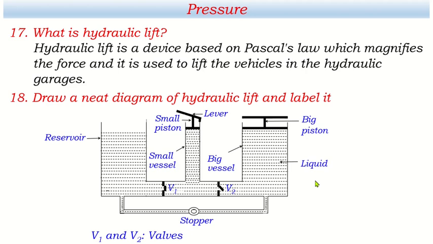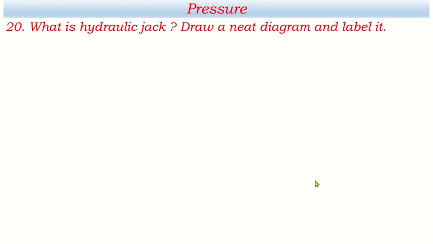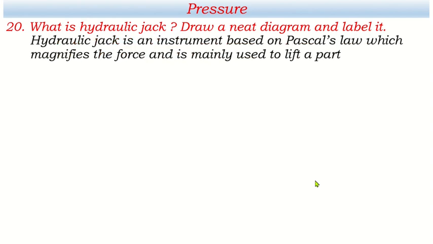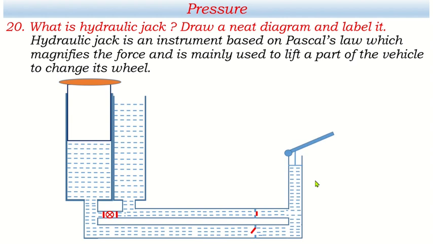Okay, let's have another question. What is hydraulic jack? Draw a neat diagram and label it. We can define hydraulic jack in the same way how we define the hydraulic lift. Hydraulic jack is an instrument based on Pascal's law which magnifies the force and is mainly used to lift a part of the vehicle to change its wheel. I have drawn a diagram to make you very clear about this hydraulic jack. I think this is a very simple diagram to show hydraulic jack.